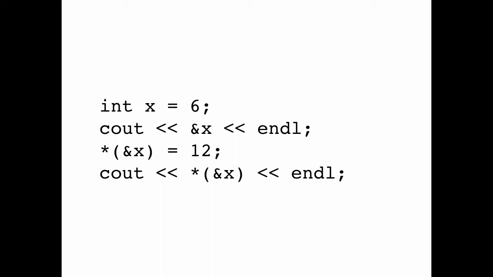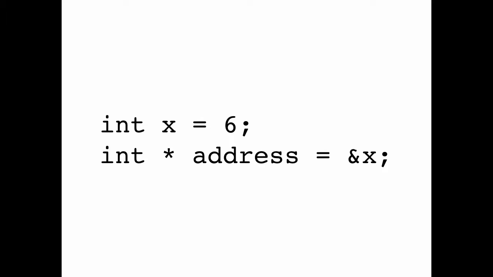Instead, we use them a different way. So what's the other thing a star can do? The other thing is, you can use it to store an address. The way we do this is like this. If int x equals 6, this is the type of thing we're used to seeing. We declare a variable. Then int star means what? Int star means it's the address of something that holds an integer. And in this case, we're calling it address, and we're setting it equal to ampersand x.